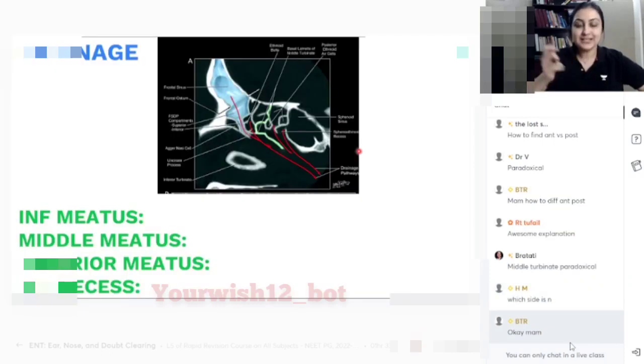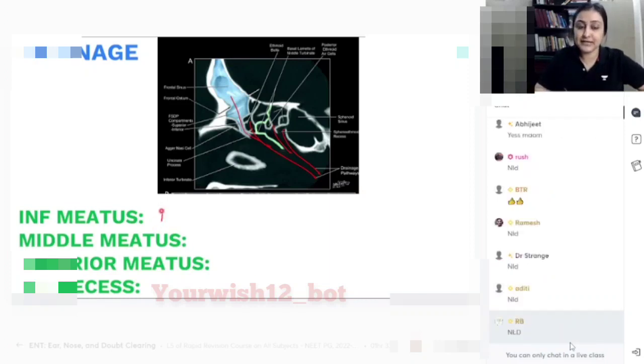Now let's talk about the drainage. Now let's talk about the drainage of sinus. I'm sure you guys know that. What drains into the inferior meatus? It is the nasolacrimal duct.